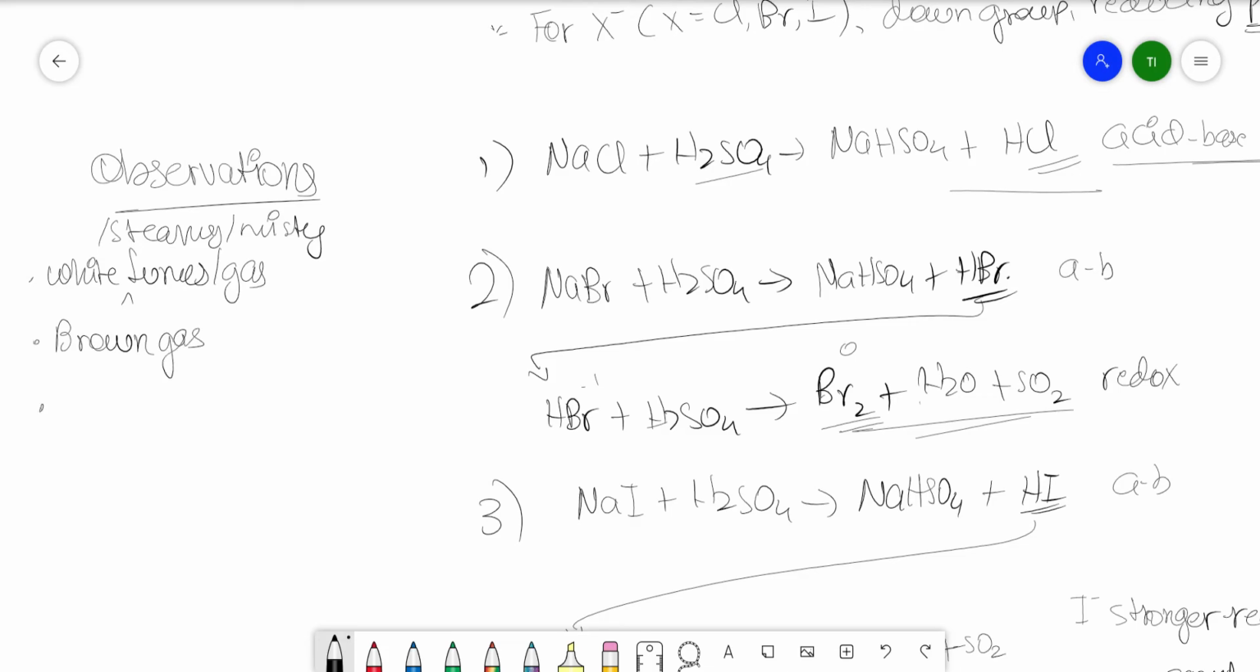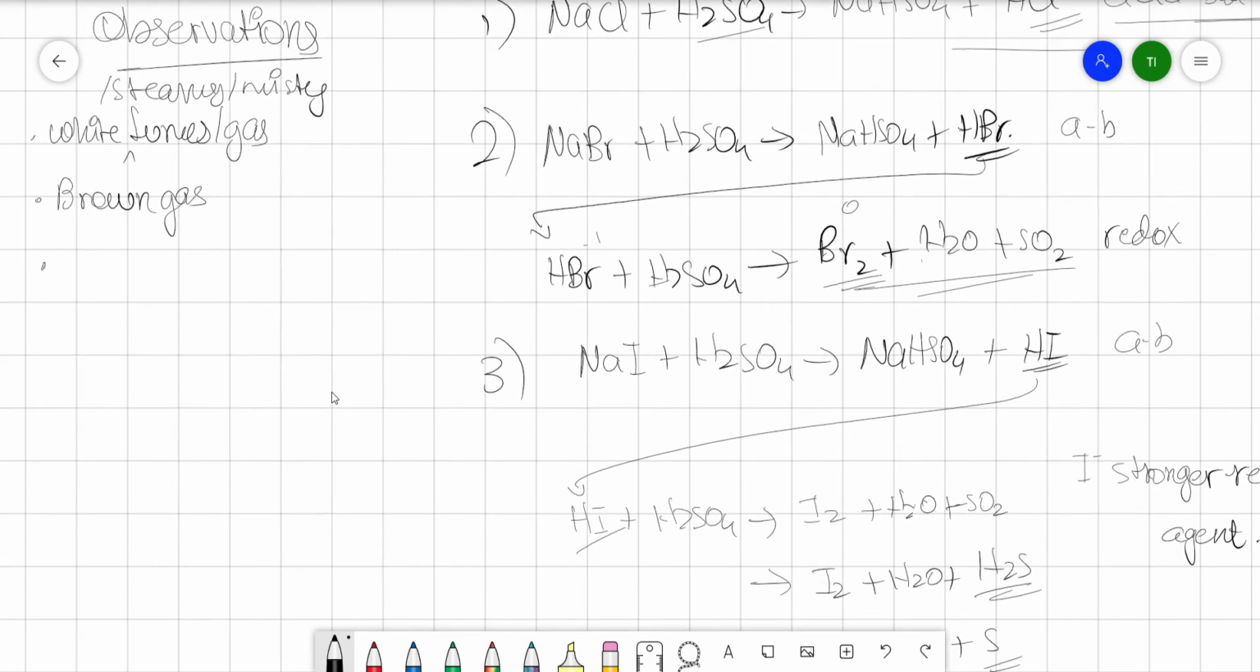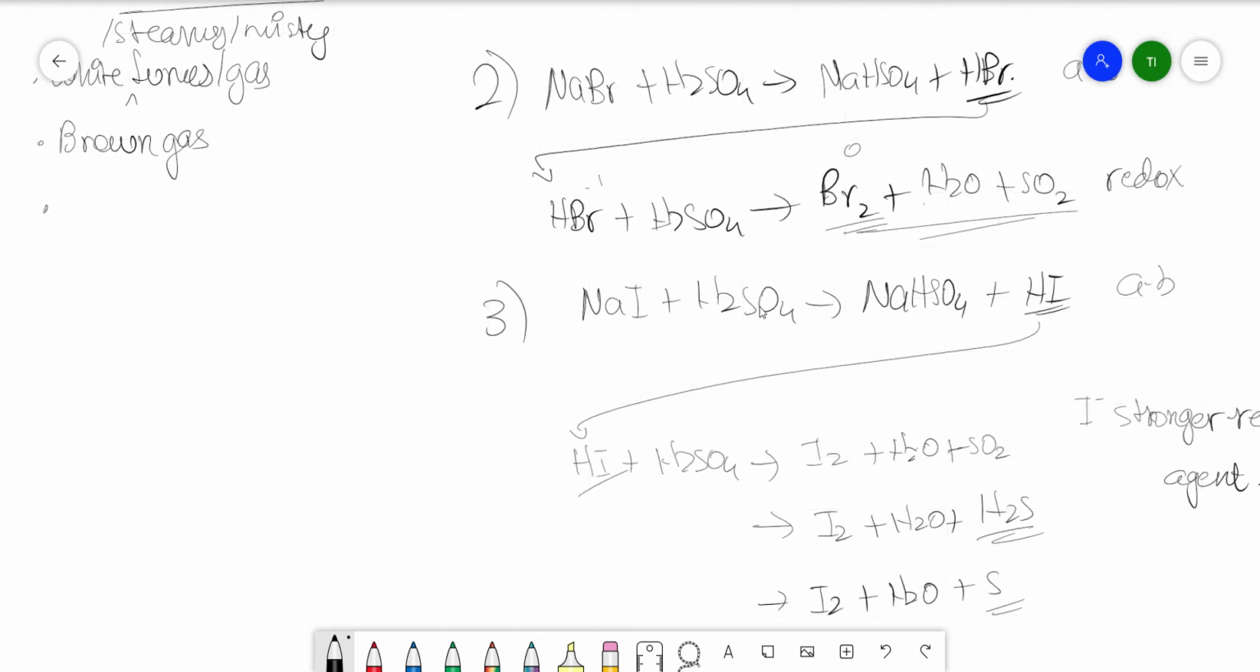And then in the case of NaI, HI is a white fume, but we cannot write that because HI is readily oxidized. And so what you would observe is purple fumes, because I2 gas is purple, as we learned earlier this lesson, purple gas or fumes.